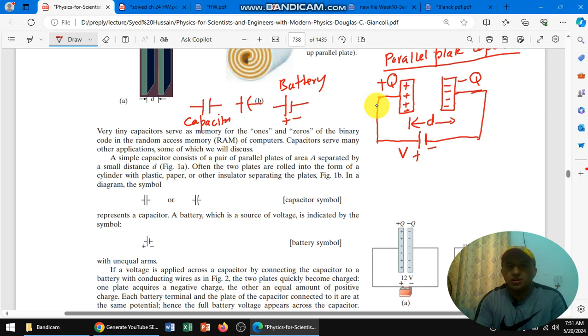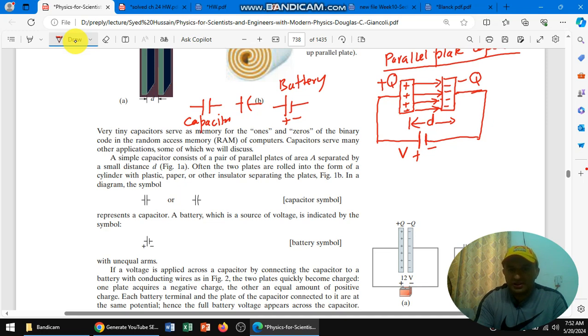The main thing is how charge is stored on this capacitor. There is a separation, a gap, between the plates. When there is a space between the plates, an electric field E is developed between the positive and negative plates. Due to this electric field intensity, a potential is developed across the plates of a capacitor.